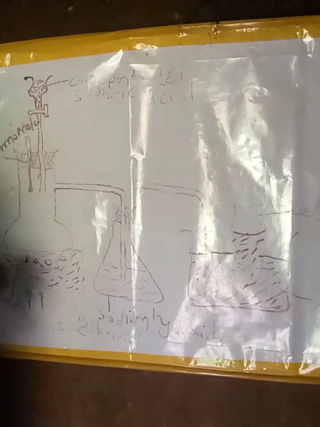Then pass the gas evolved through sodium hydroxide. Collect 4 test tubes of the gas. Carry out the following observations. Sulfuric acid is used to dehydrate ethanol, to remove water. For this case, that's the function of sulfuric acid, to remove water from ethanol.